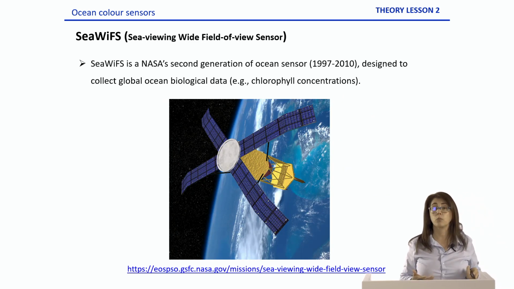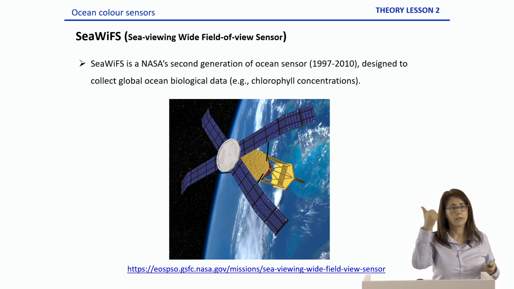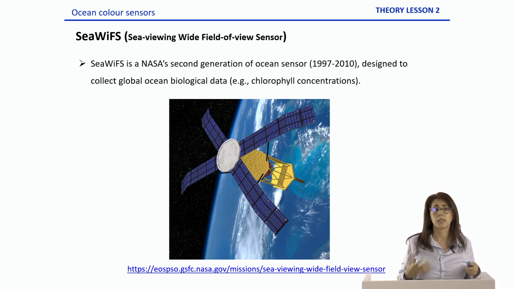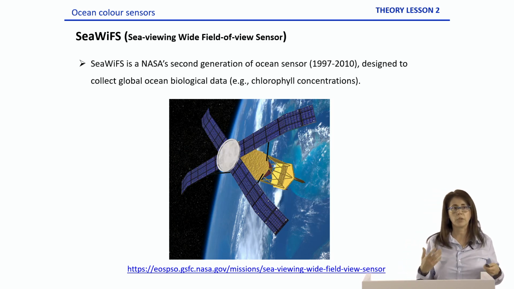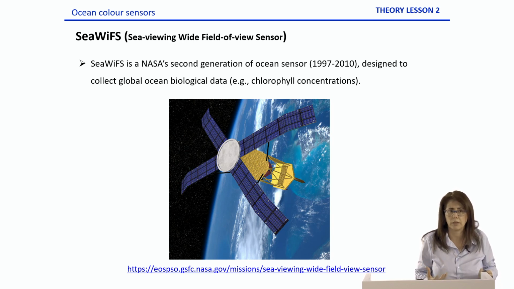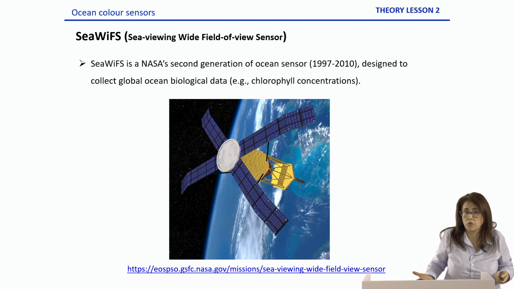And let's start with SeaWiFS. SeaWiFS is a NASA second generation sensor. The Coastal Zone Color Scanner was a first generation sensor. SeaWiFS is a second generation ocean sensor that was working from 1997 to 2010, and it was designed specifically to collect data for ocean biogeochemistry, ocean biological data. For example, it was designed to retrieve chlorophyll concentration.